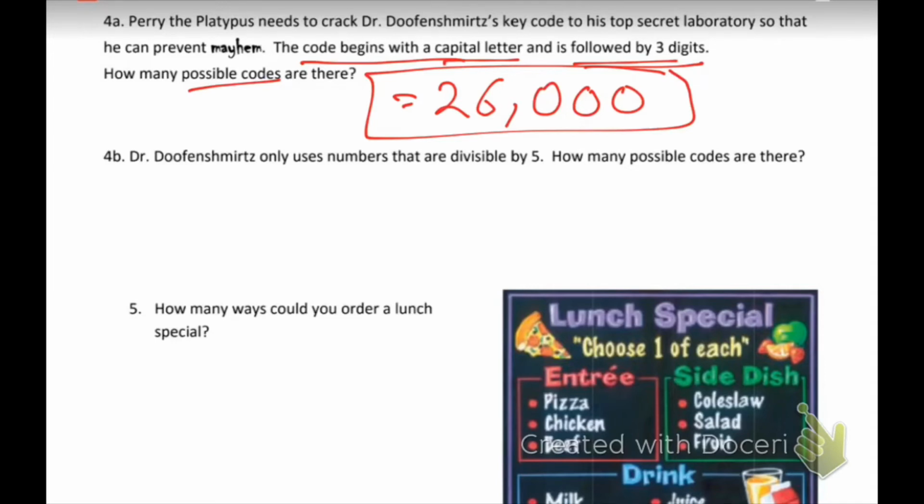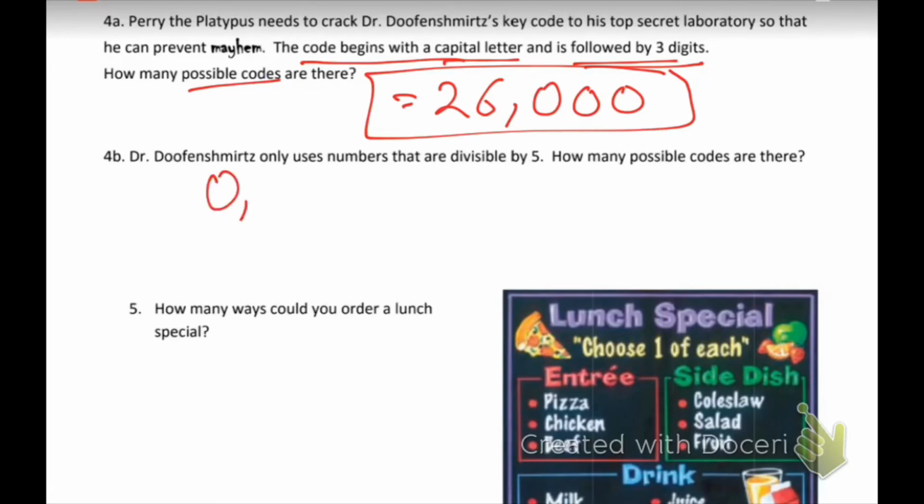let's look at question 4b. What if Dr. Doofenshmirtz only used numbers that were divisible by 5? So before we do that, we have to think about what numbers are divisible by 5.